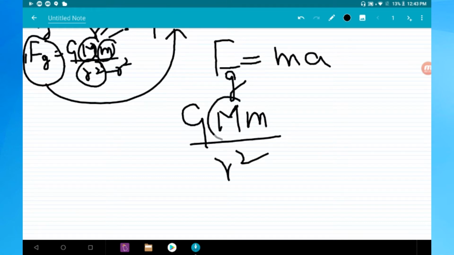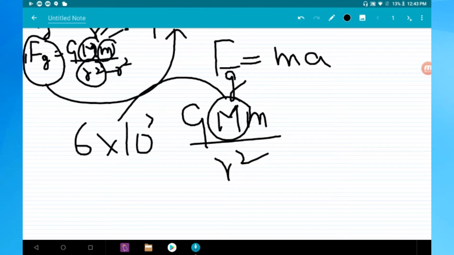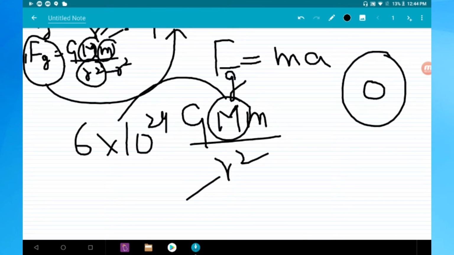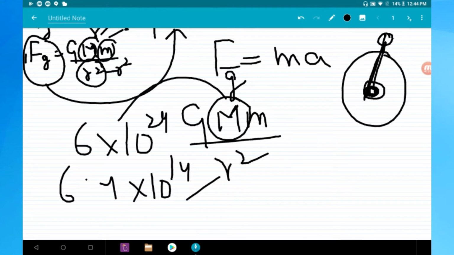In this case, M is the mass of the Earth, which is 6 times 10 to the power 24 kg. And the radius is, I guess, 6.4 times 10 to the power 14. Let me just check it. The radius of the Earth is actually the distance to the center, because the Earth acts as if all of its mass is concentrated at the center. So this is the radius, and the object may be here. That's what I mean. I think it's 6.4 times 10 to the power 14, though I'm not sure.